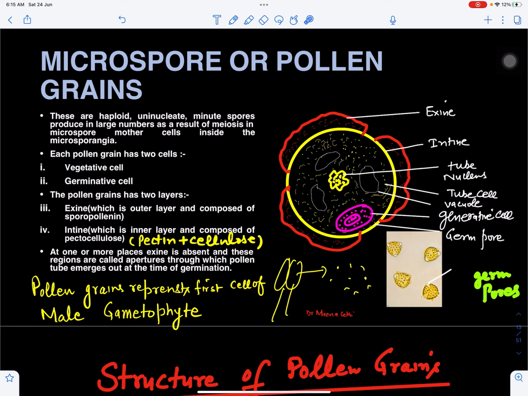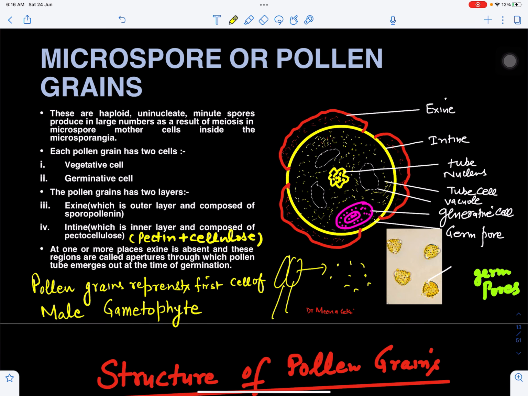They are very small in size, and they are dispersed with the help of air current or by other means, right? These microspores or pollen grains are bounded by two walls. The outer wall is called the exine, and the inner wall, which is thin, is called the intine, right? And this is its nucleus, which is present in the center. We'll discuss how this divides to form the male gametophyte. So pollen grains represent the first cell of the male gametophyte.